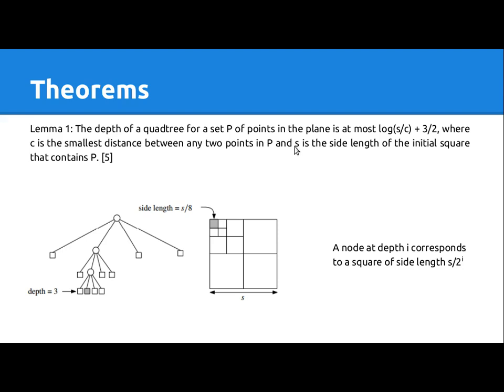So up here, the side length is S divided by 4, because there would be 4 of these blocks across the line. Or 8, sorry, divided by 8. All right. Good. And the depth is 3. Perfect.